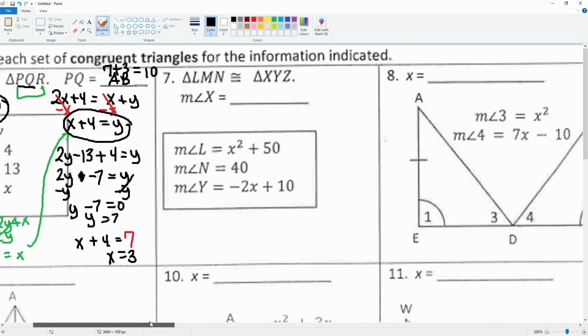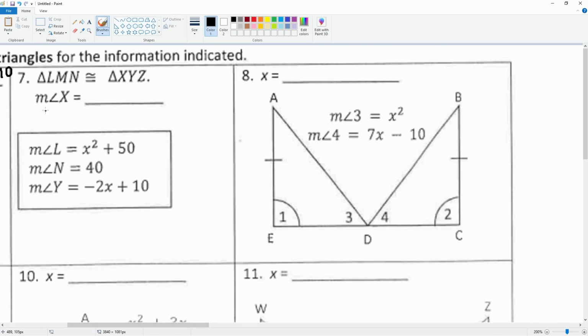Right? Let's look at the next one. Angle X is going to be corresponding to angle L. So angle X corresponds to angle L. Angle L is just x squared plus 50. Is there anything I can do here? Well, I know M corresponds to Y, and N corresponds to Z.